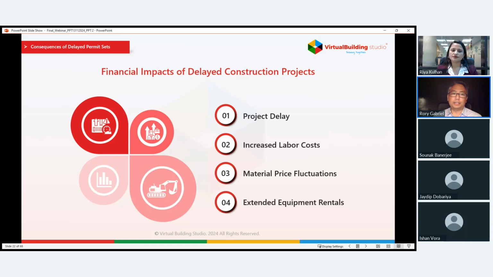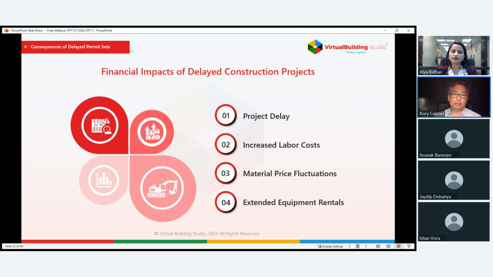When permits are delayed, it's not just a matter of waiting around for paperwork. The entire project timeline gets thrown off. And that can add weeks or even months to an already tight schedule. Next, labor is one of the biggest expenses on any project, right? So when things drag on longer than planned, labor costs start to balloon. Every extra day the workers are on site means more wages to pay out. And if subcontractors are kept waiting or need to be rescheduled because of delays, that can cost even more.